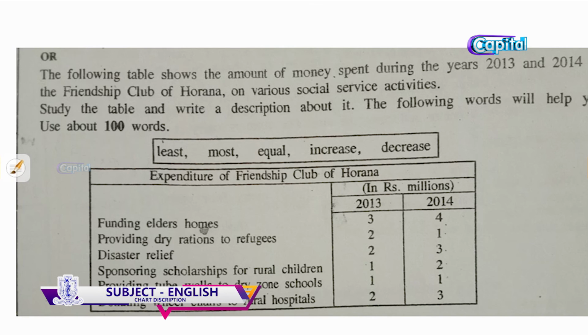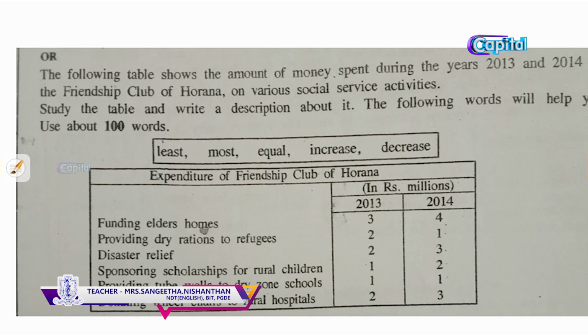Right. The expenditure of Friendship Club of Horana. What are the expenditure occurred? Funding elders' homes, providing dry rations to refugees, disaster relief, sponsoring scholarship for rural children, providing tube wells to dry zone schools, and donating wheelchairs to rural hospitals. These are the activities on which they spent money. And here, on which year it happened? In 2013 and in 2014.